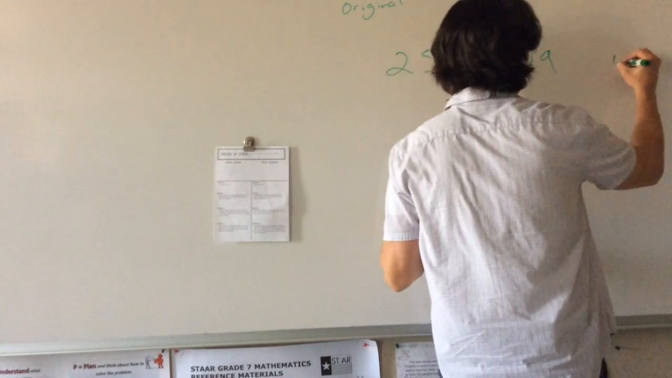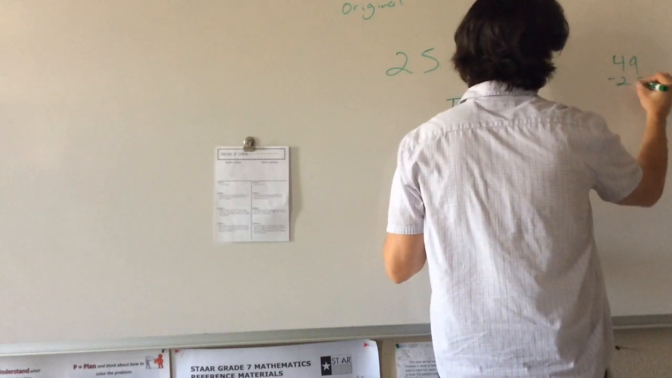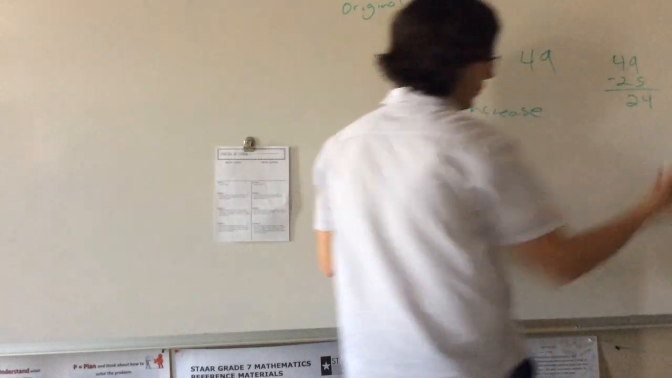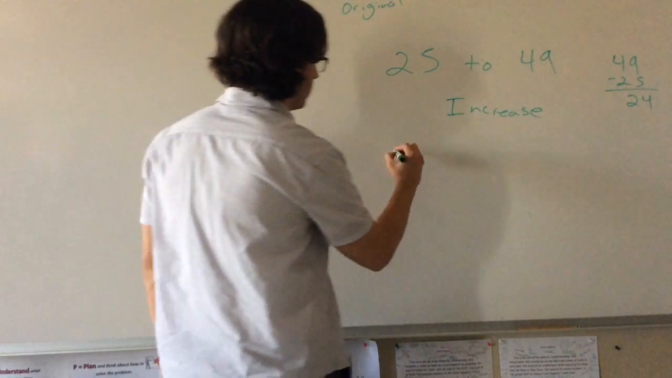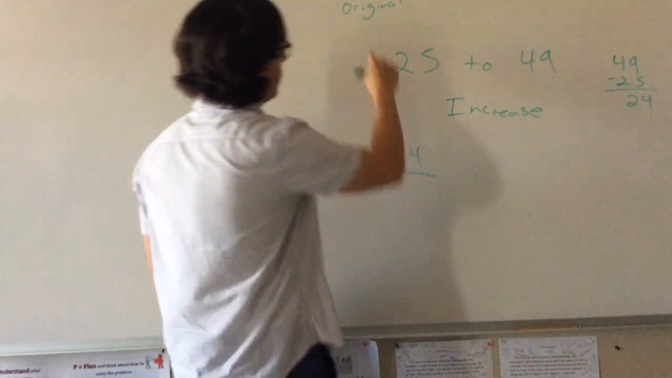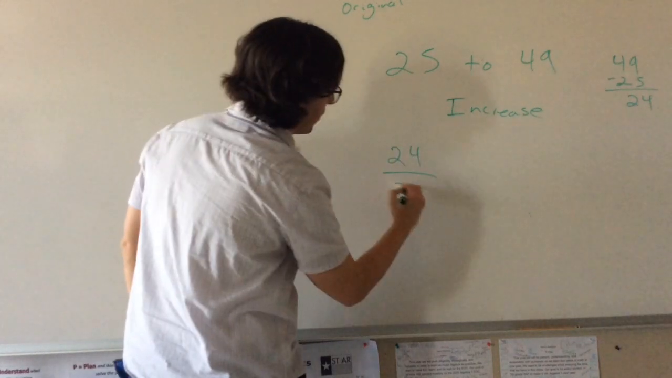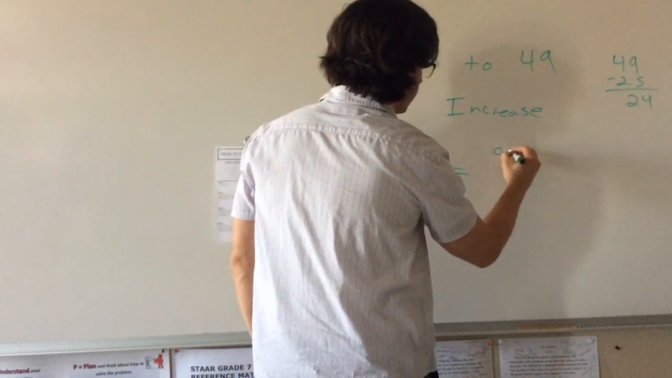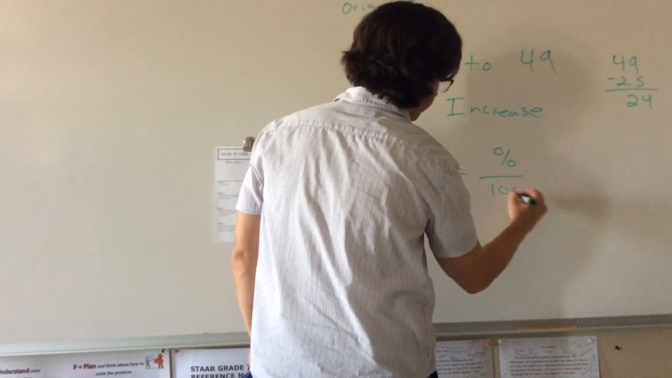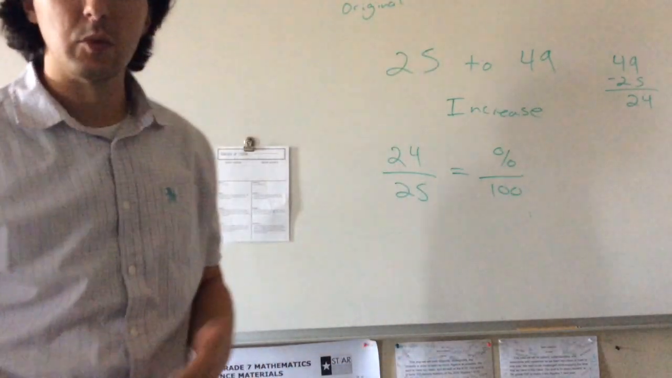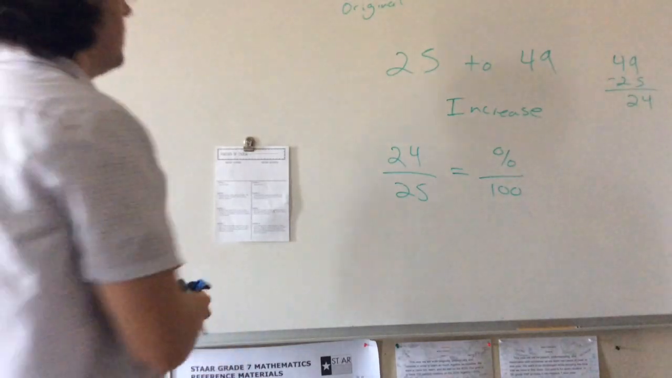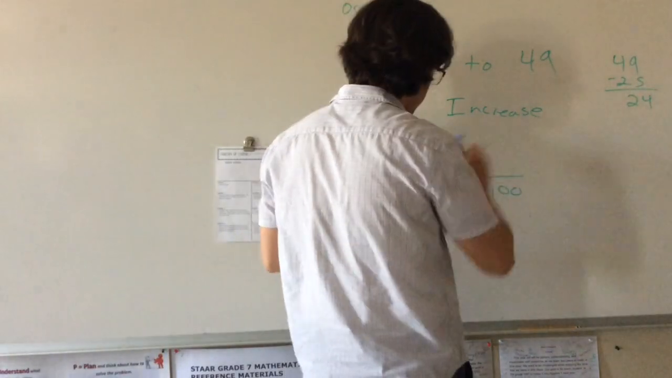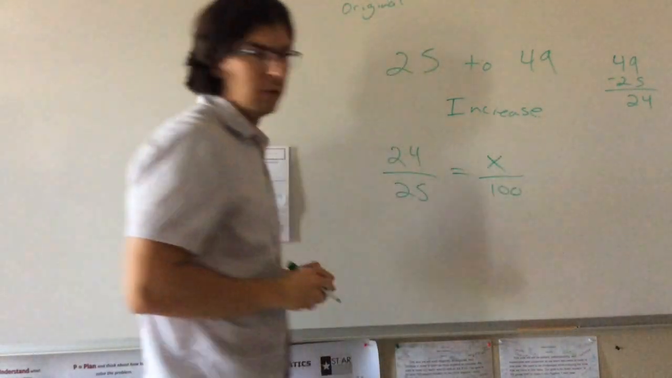So we're going to do over here on the side 49 minus 25, 24. So now we're going to have 24, my change, over the original, which is 25, that's what I originally had, is equal to percent over 100. Now I don't know what the percent is. That's what we're looking for. We're trying to figure out what it is. So I'm going to change percent to my variable x.